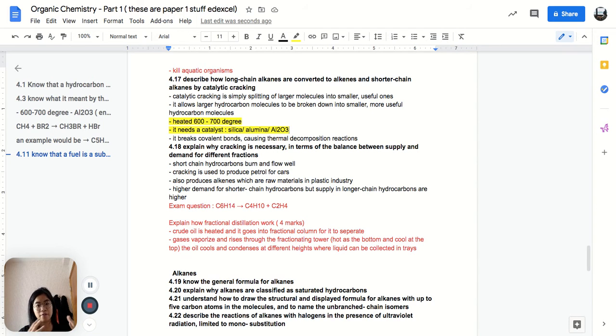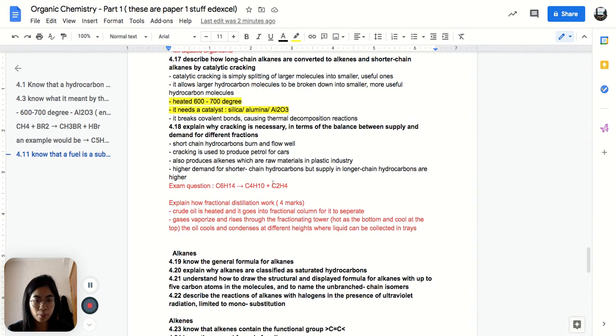So there's a higher demand for short chain hydrocarbons, but there is a higher supply of long chain hydrocarbons. That is why we have to do cracking, because there is higher demand for shorter chains. That's why we have to break down the longer chains to meet that demand.